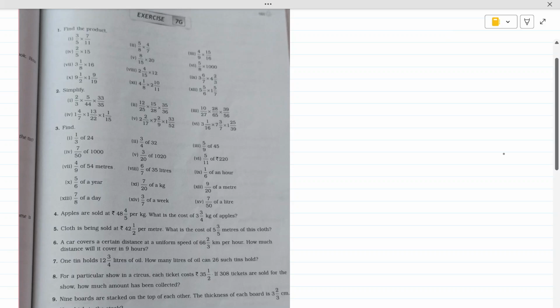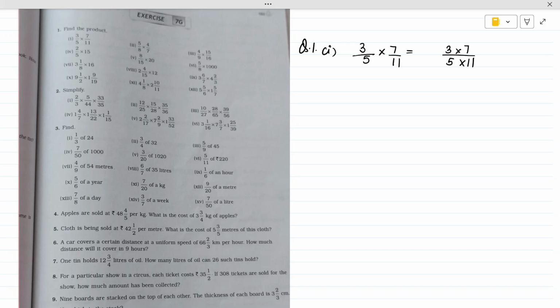Hello kids, let's start with the next exercise, exercise 7G, and it is based upon the multiplication of the fractions. So let's start this. The first question is to find the product of the given fractions. Let us do the first part, where we have fractions 7 by 5 multiplied with 3 by 5 multiplied with 7 by 11. So we have to multiply the numerator with numerator and the denominator with the denominator.